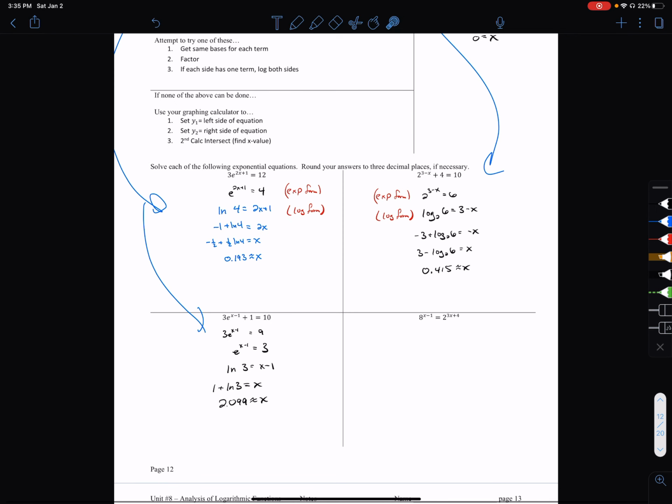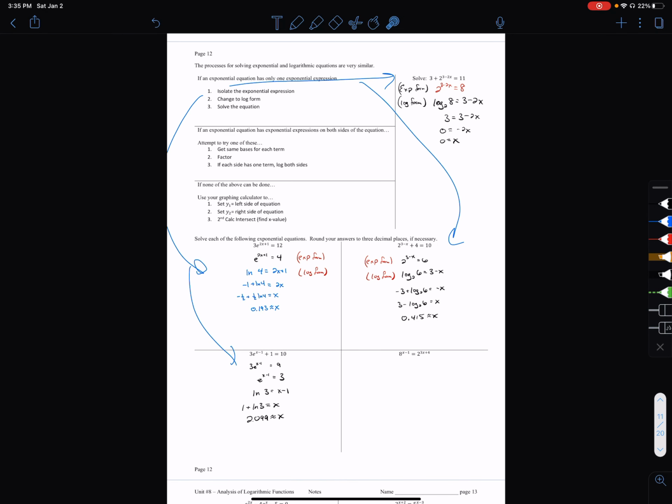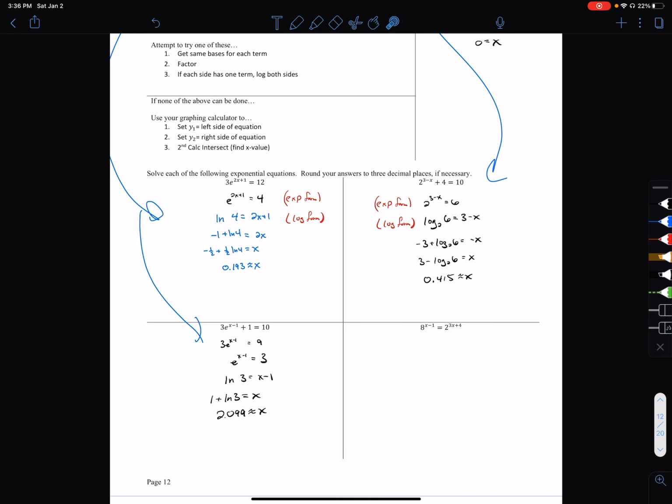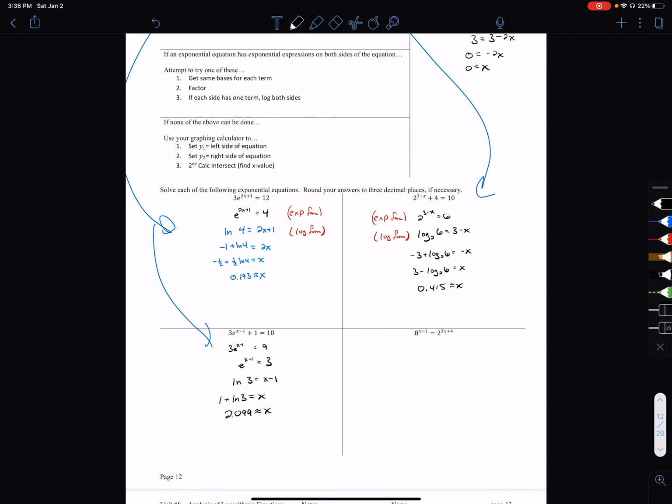Just want to emphasize, we didn't need a calculator for this one up here because we knew what log base 2 of 8 was. We didn't know what natural log of 4 was. We didn't know what natural log of 3 was. We don't know what log base 2 of 6 is. They're irrational numbers. All right, so in this next one, there's more than one exponential expression.